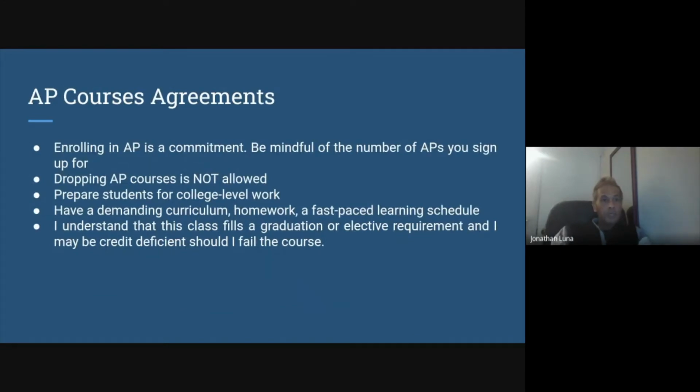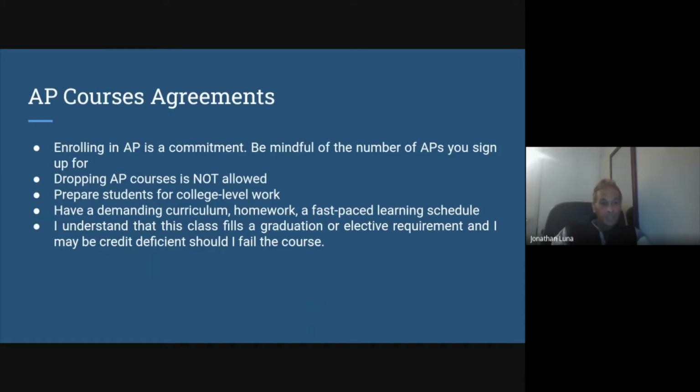Continuing on with AP courses agreements. Enrolling in AP is a commitment. Be mindful of the number of APs you sign up for. Achieving that right balance between AP and CP classes will be key here. And as we stated, dropping AP courses is not allowed. It's the same as taking any CP course or any course. You will not be allowed to drop at the end of semester 1.